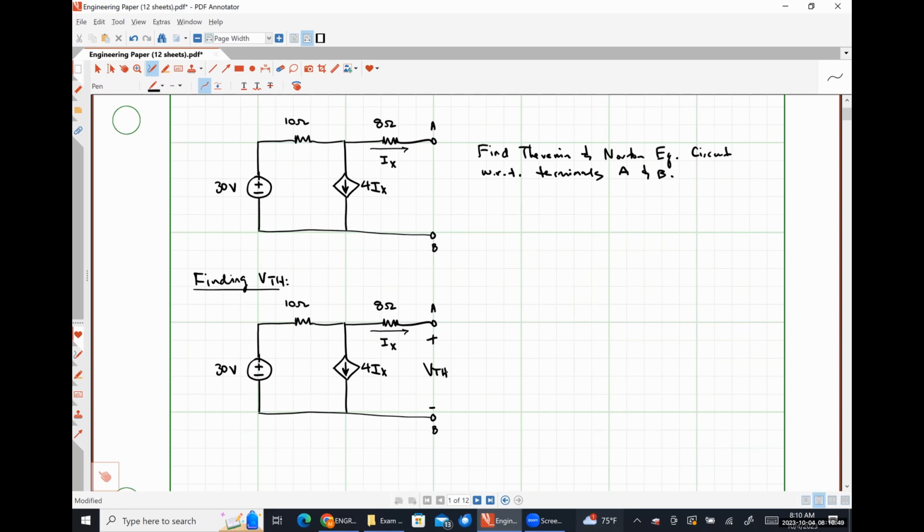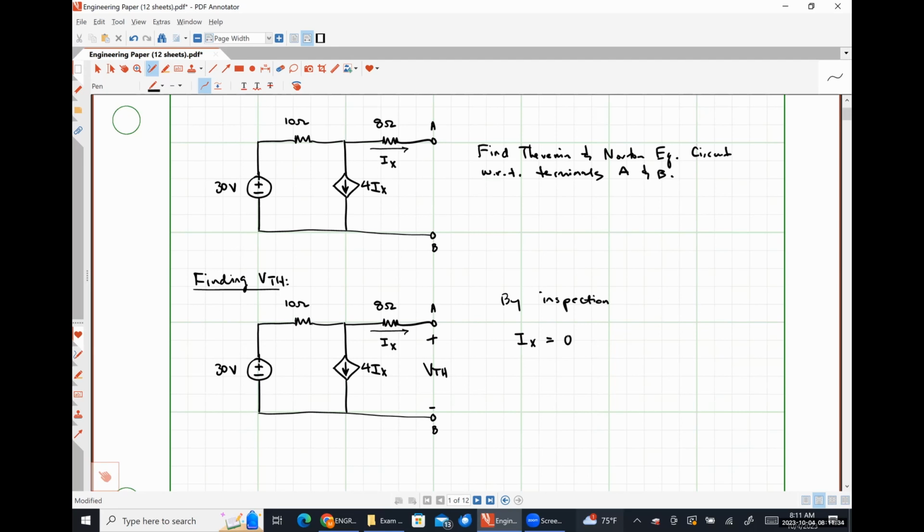Okay. Let me ask you guys a very fundamental question here. Is the 8 ohm resistor part of a closed current carrying loop? No. So how much current flows through a resistor that isn't part of a closed current carrying loop? 0, right? So by inspection, IX must be 0. No current can flow through the open circuit.